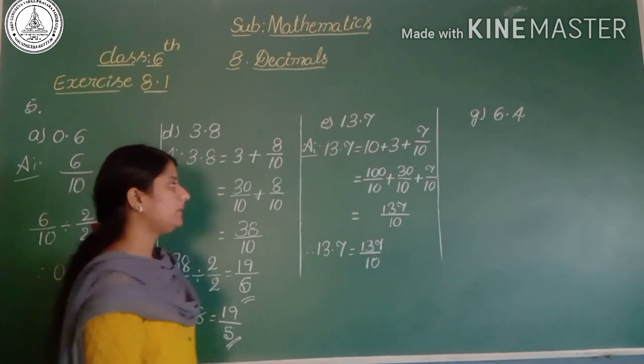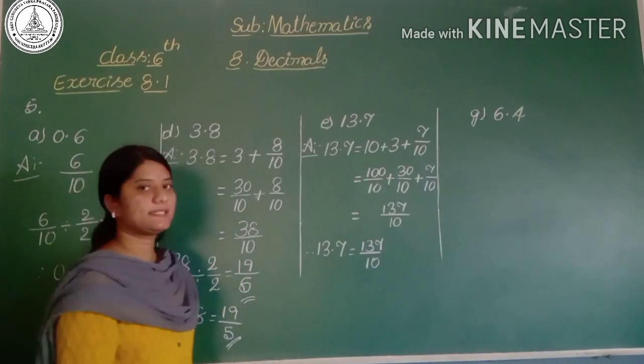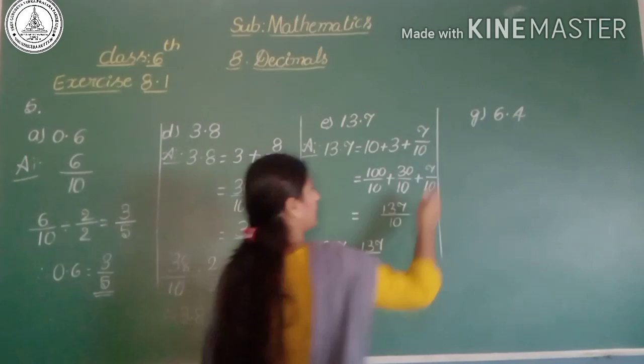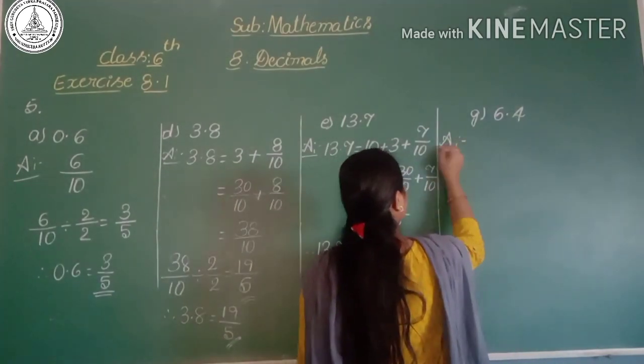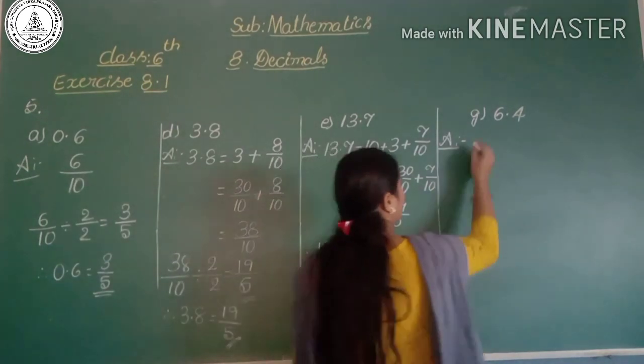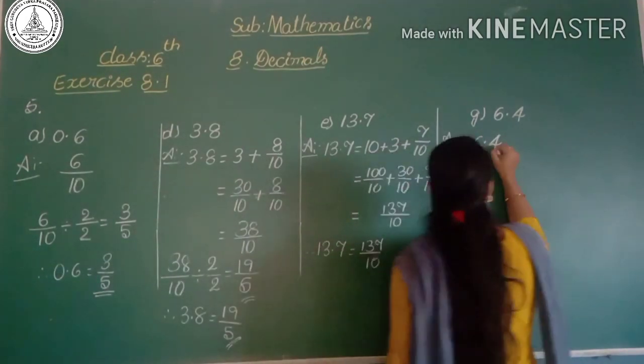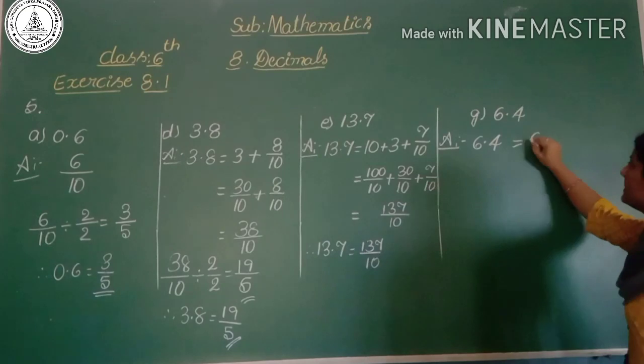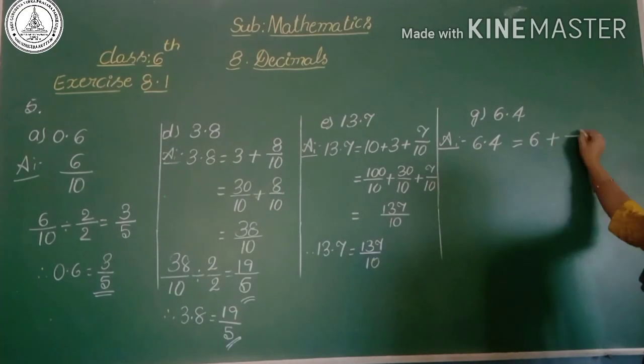Then similarly the next question, 6.4. Here 6 is in the ones place and 4 is in the tenths place. So we can write 6.4 as 6 ones plus 4 tenths.